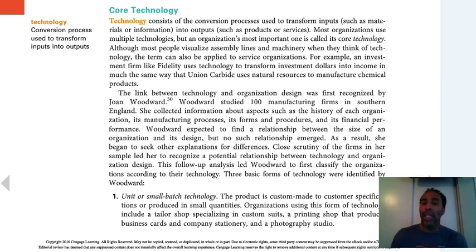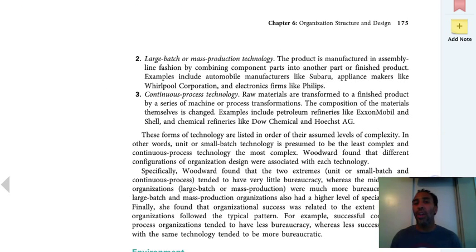So 3 forms of technology were identified by Woodward. Number 1 is unit or small batch technology. So the product is custom made to customer specifications or produced in small quantities, right? So you look at this thing called mass customization. You're going to do everything that the customer wants, right? So maybe it's like an exotic car place. You're going to put every single thing that they want. They want 5 TVs in there. That's exactly what you're going to do. Now, can you do that and sell that to everybody? No, absolutely not. It's very specialized.